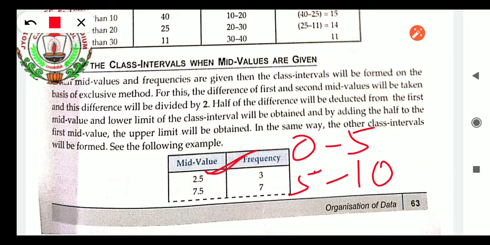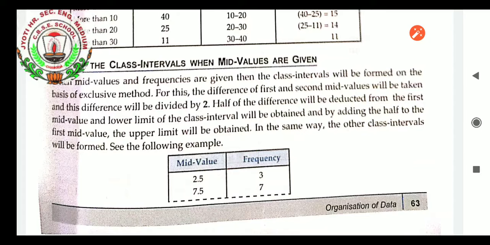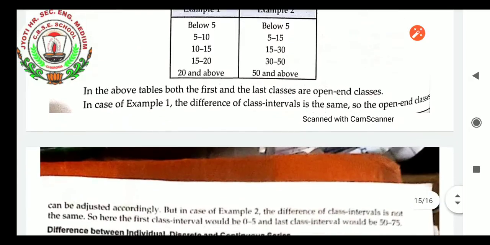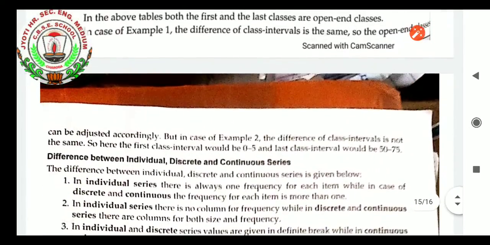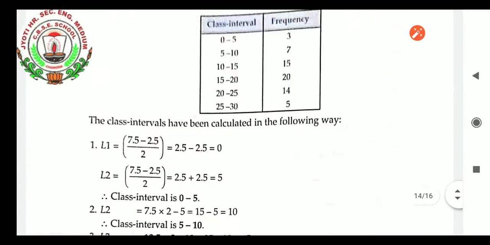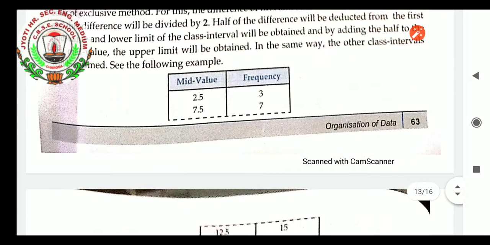So this was for today's class, students. I hope you have understood how to make the series from data. This chapter is also over. Mid values, exclusive series, inclusive series, cumulative frequency and frequency are the basic points of this chapter.